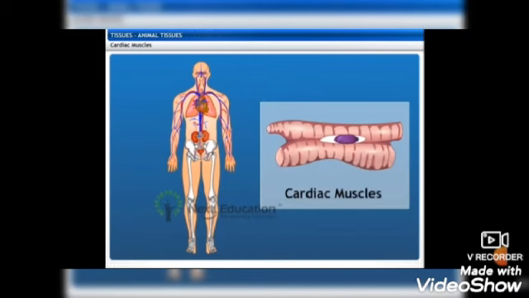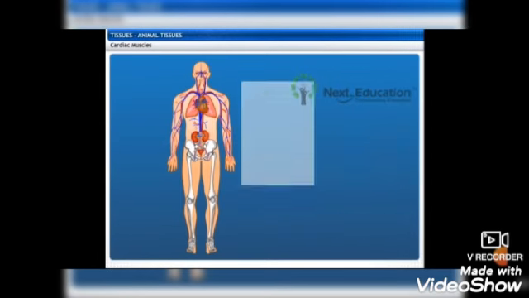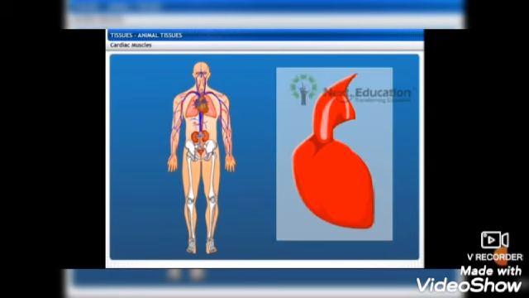That leaves only one type of muscular tissue, and that is the cardiac muscle. Cardiac muscles are branched cylindrical fibers with a single nucleus. The contraction and relaxation of these involuntary muscles cause heartbeats.